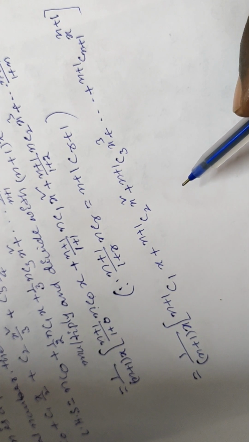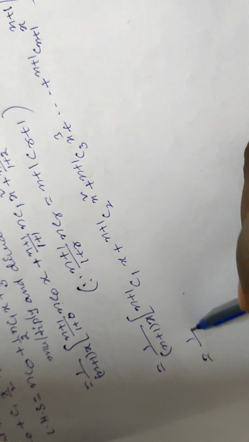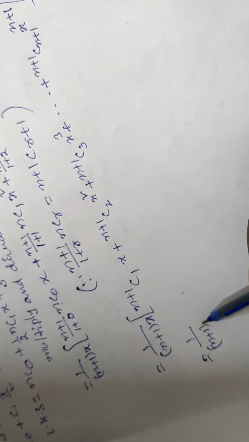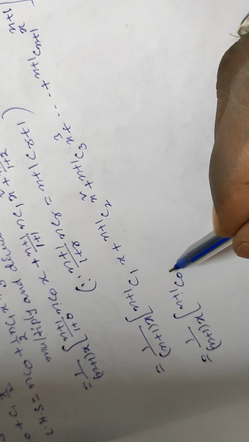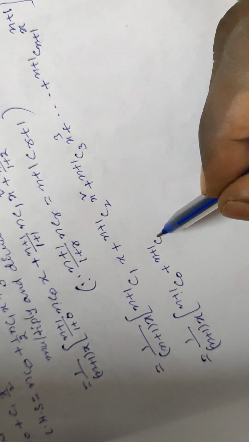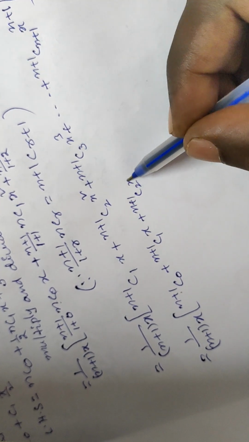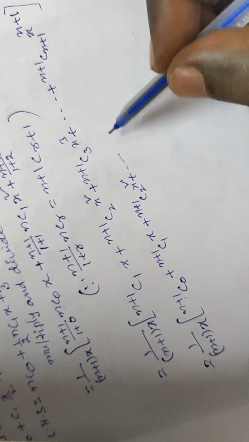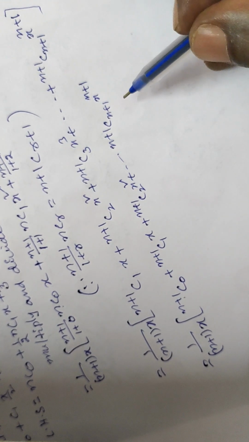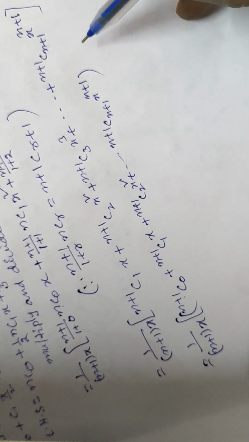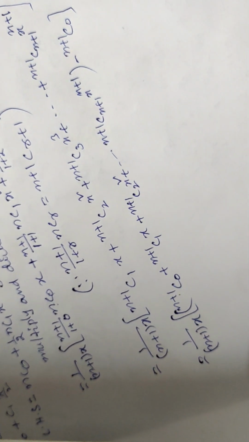Then adding and subtracting n plus 1 C0 in our expansion, that is 1 by n plus 1 into x of (n plus 1 C0 plus n plus 1 C1 into x plus n plus 1 C2 x square plus and so on, n plus 1 C n plus 1 into x power n plus 1 minus n plus 1 C0).